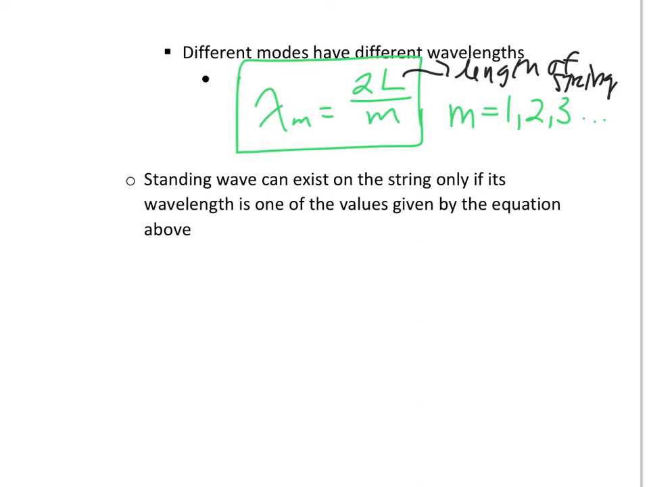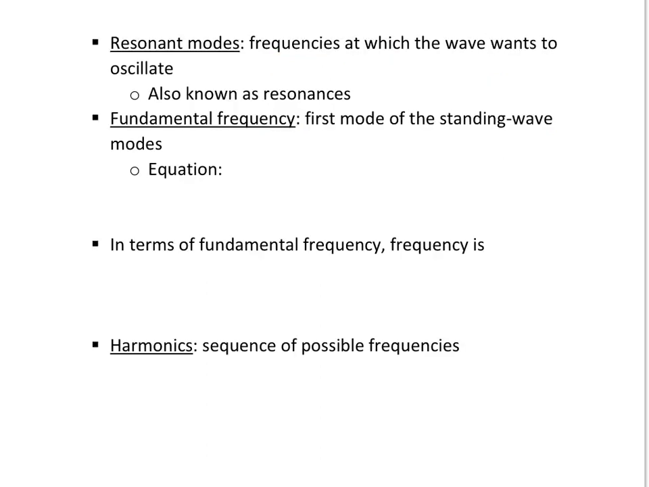Standing waves can exist on the string only if its wavelength is one of the values given by the equation above. Resonant modes are frequencies at which the wave wants to oscillate, and this is also known as a resonance. So if you're seeing a question talking about resonant modes or resonances, it's the same thing, and it refers to frequencies. Remember, frequency and wavelength are inversely related. The fundamental frequency is the first mode of the standing wave modes. So fundamental frequency is for mode 1, so that's where the F1 comes from. That's going to equal the speed over 2L.